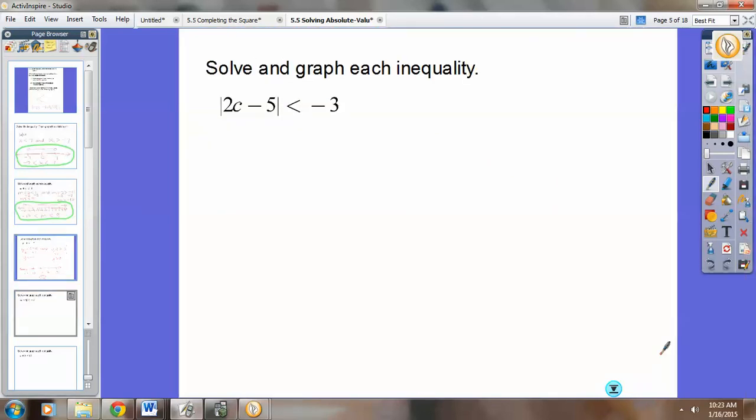Let's look at this one. The absolute value of 2c minus 5 is less than -3. Is this an "and" or an "or"? It's "and." How do I know it's an "and"? Less than. So let's set up our two inequalities. 2c minus 5 is less than -3, and 2c minus 5 is greater than +3. So let's solve.